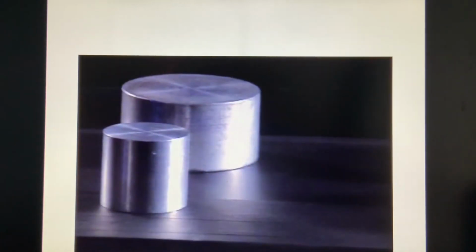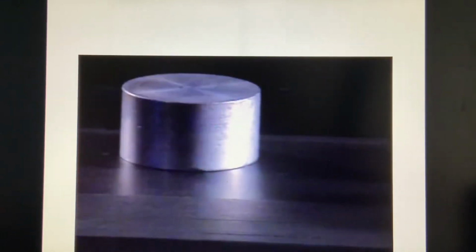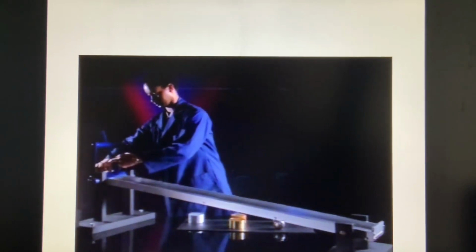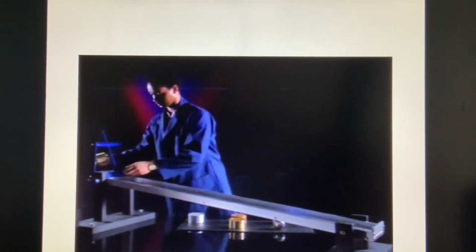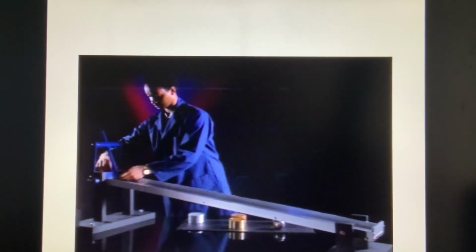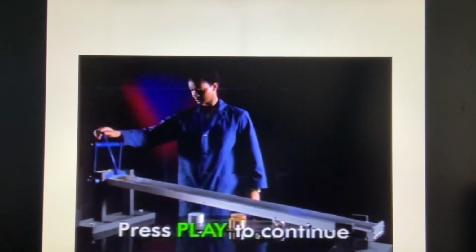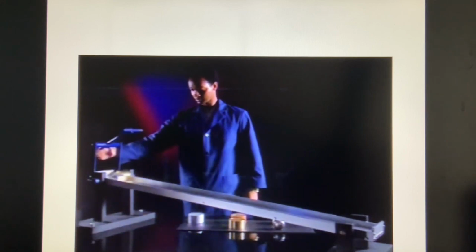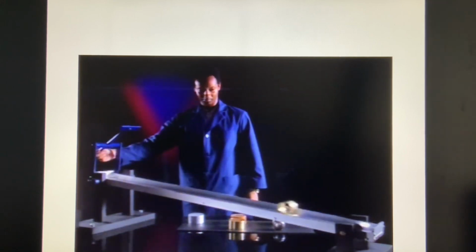Here are a disk and a hoop of equal mass but different shape, so they have different I com. If we roll them down the incline, they have different accelerations, and one will roll faster than the other. Which one will reach the bottom first? The disk rolls faster than the hoop.